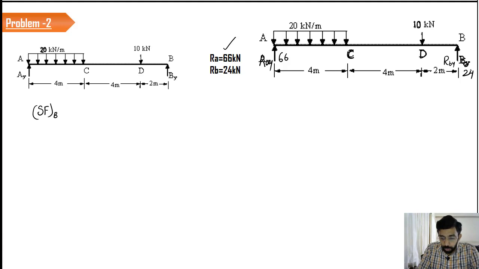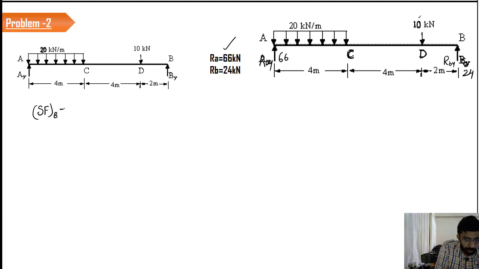See, we have point loads of 24 kilonewtons, a point load of 10 kilonewton here, and a point load of 66 kilonewton. So the shear force diagram will have a step-like variation at the locations B, D and A. In order to get a step-like variation at D, I have to take two shear force values, one without considering the 10 kN and the second one by considering the 10 kN. So let us do that.